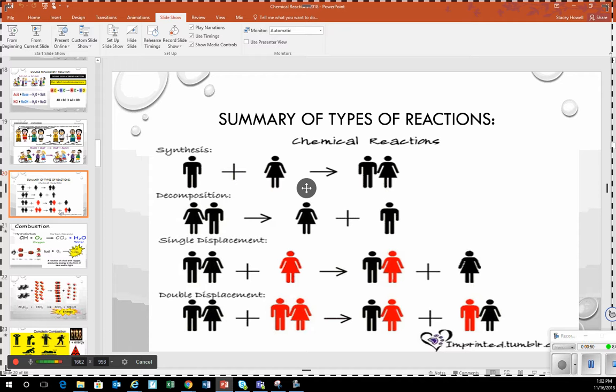We talked about synthesis, two things coming together making one. It doesn't have to be two elements, it could be two compounds going together making one compound. Decomposition, same thing. One thing breaking down into two or more. Single displacement, a couple, and you either switch out the guy or you switch out the girl. Double displacement, you switch couples, make new couples.